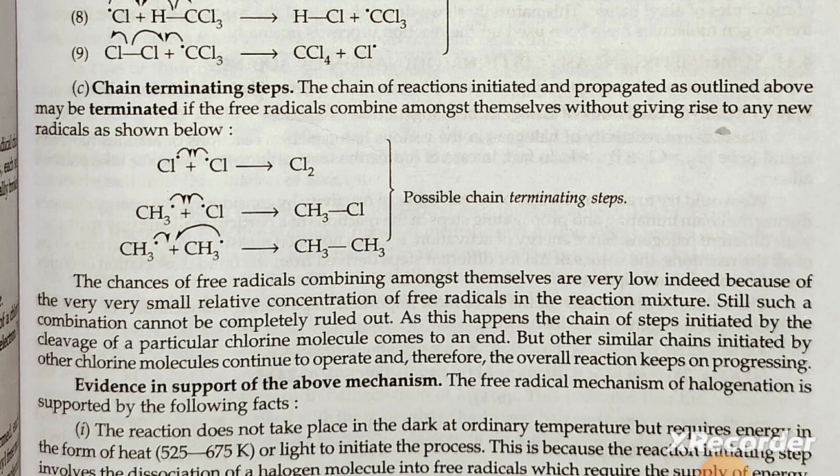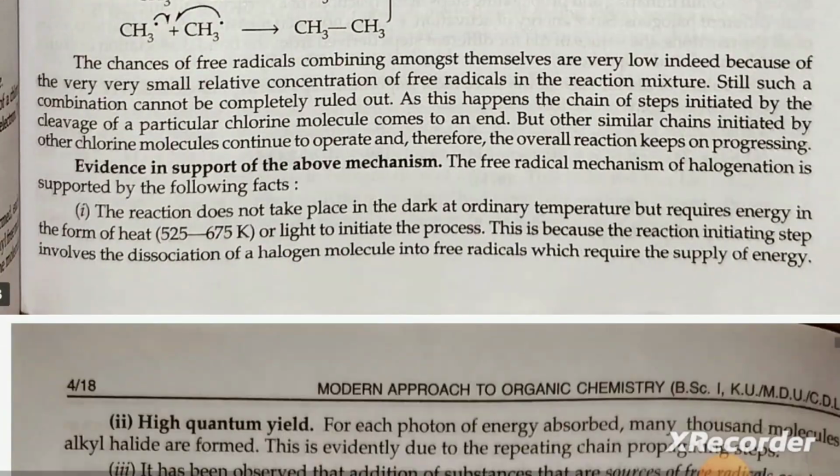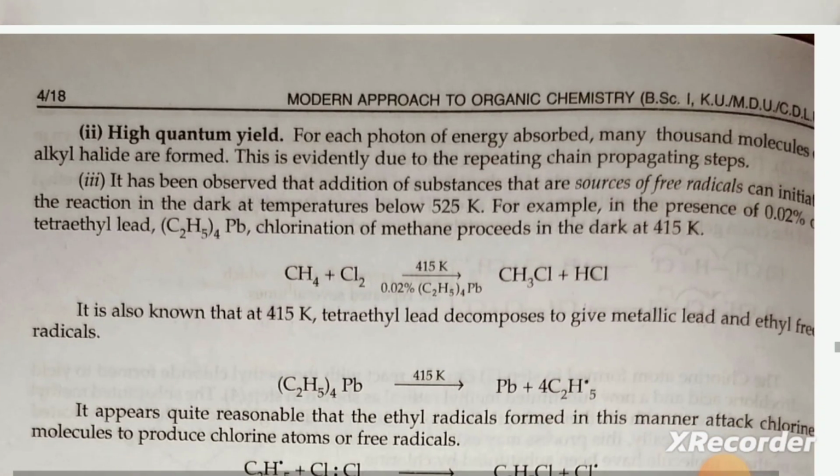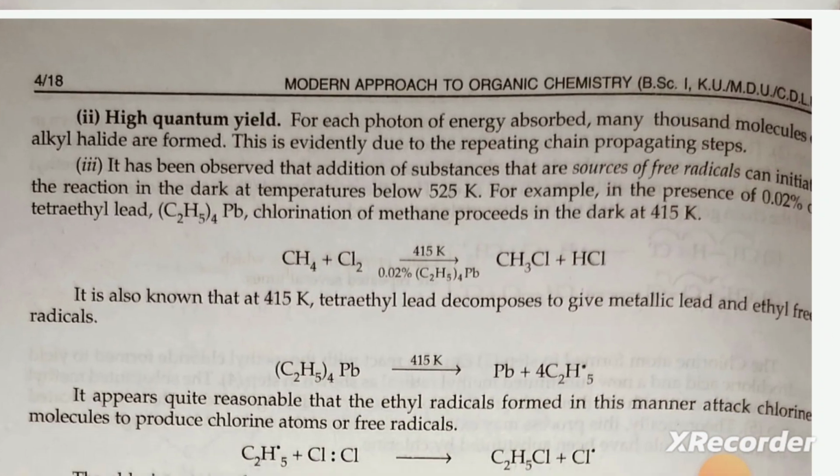Evidence in support of the above mechanism. The free radical mechanism of halogenation is supported by the following facts. First, the reaction does not take place in the dark at ordinary temperature but requires energy in the form of heat, 525 to 675 Kelvin, or light to initiate the process. This is because the reaction initiating step involves the dissociation of the halogen molecule into free radicals, which requires a supply of energy. Second, high quantum yield. For each photon of energy absorbed, many thousand molecules of alkyl halide are formed.